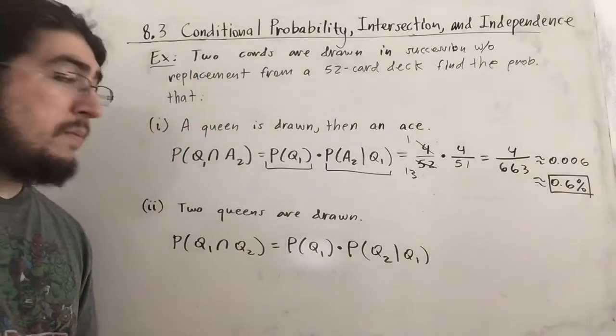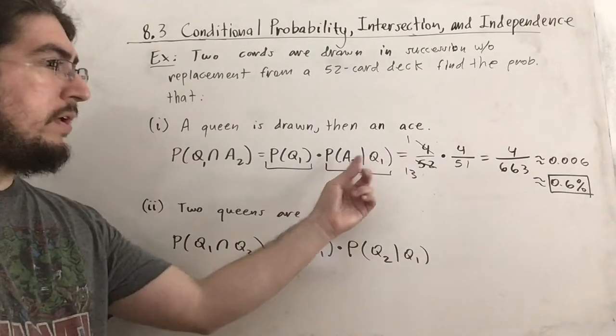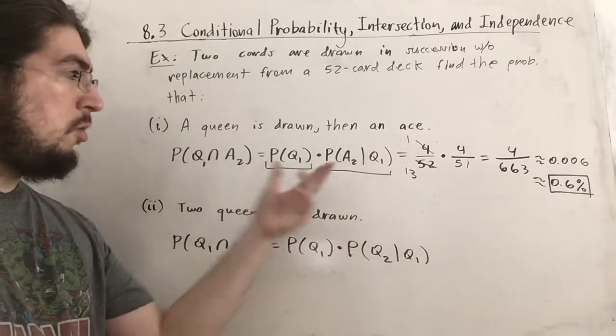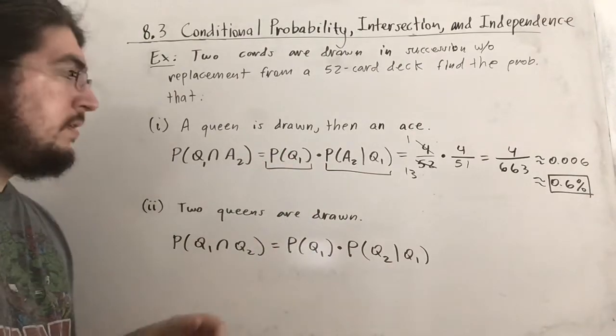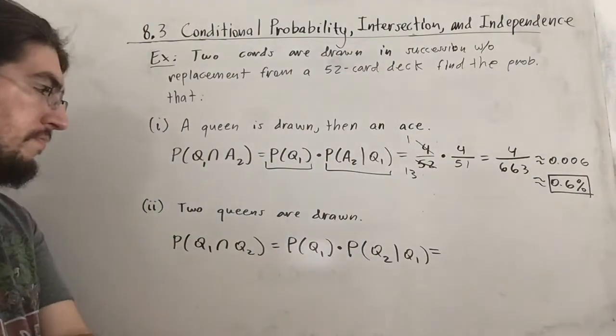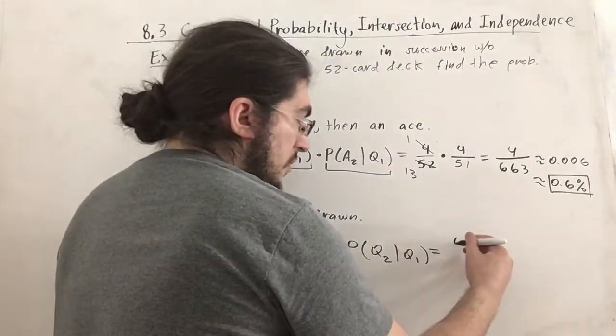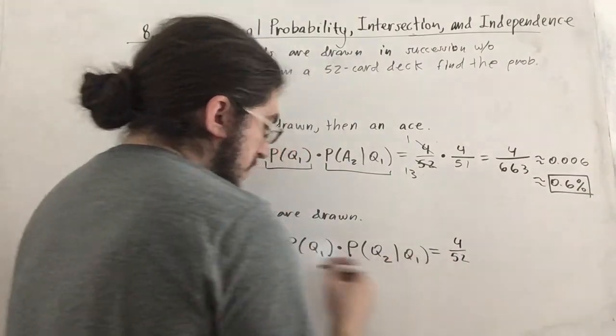Perfect. So remember, the one that's given is what's multiplied over here. So here it was given Q1, so we're multiplying that by the probability of Q1. Good. So now what is this equal to? Well, let's see. The probability of drawing a queen, we already saw that. That's 4 out of 52 for the first probability.